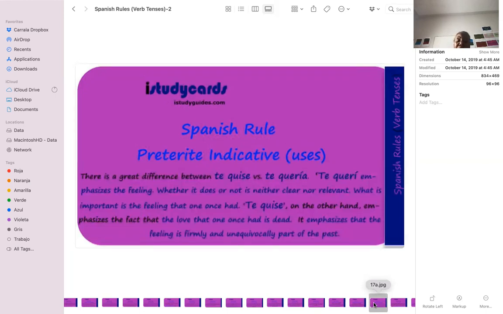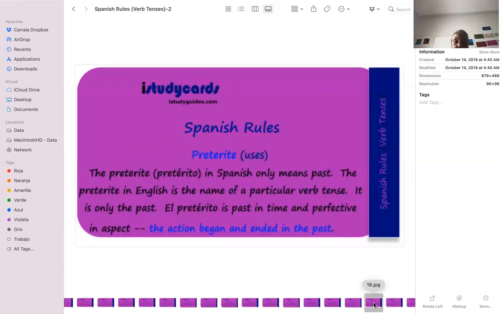And then we looked at the difference between te quise versus te quería. It doesn't mean the same thing. In English, it would be I loved you or I used to love you. And in English, unless you go deeper than what sometimes it really is, you really think, well, that means the same thing, whereas in Spanish it doesn't mean the same thing at all. We talked about that.